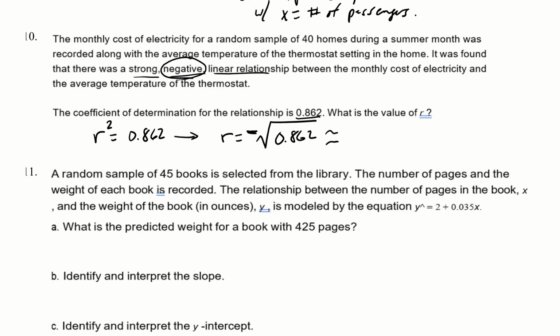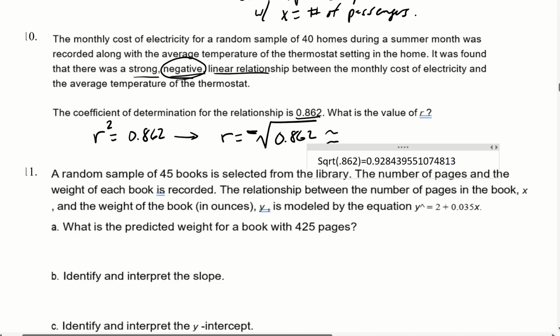All right, and that's it. So you just take the negative square root of that. So square root of 0.862, so about 0.928, but negative. Okay.